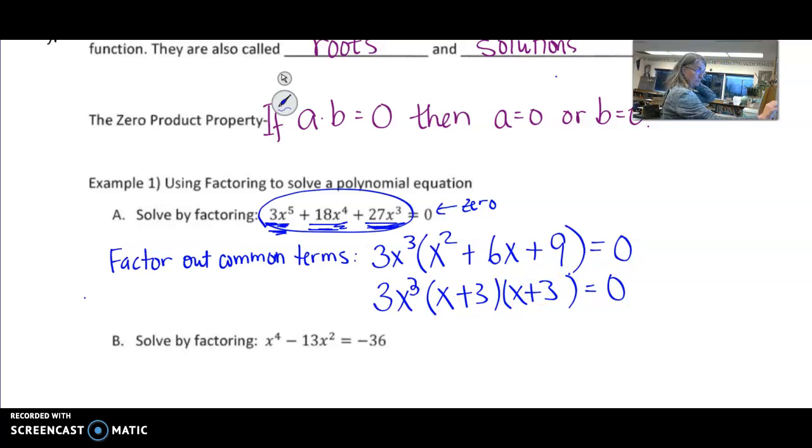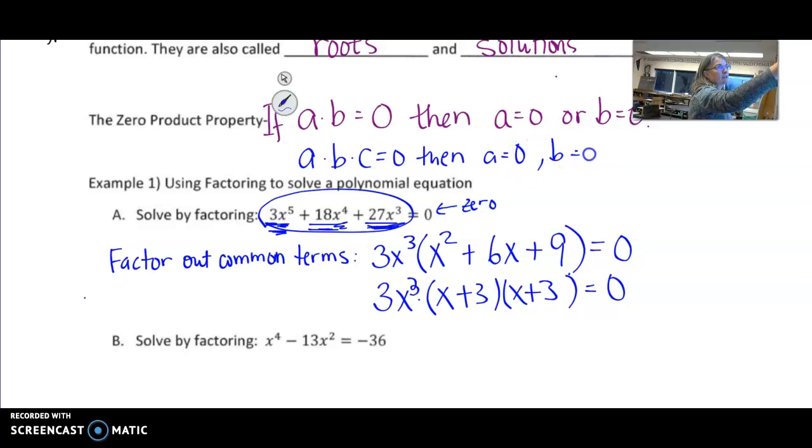So by the zero product property, which can be expanded, I have just two factors here, but if you had a times b times c equals 0, and you could keep going, you could have times another factor, then a equals 0, b equals 0, or c equals 0. So in this case, we have 3x cubed. So we have 3 times x cubed. 3 is never going to be equal to 0. So we're going to set x cubed equal to 0 and solve that.